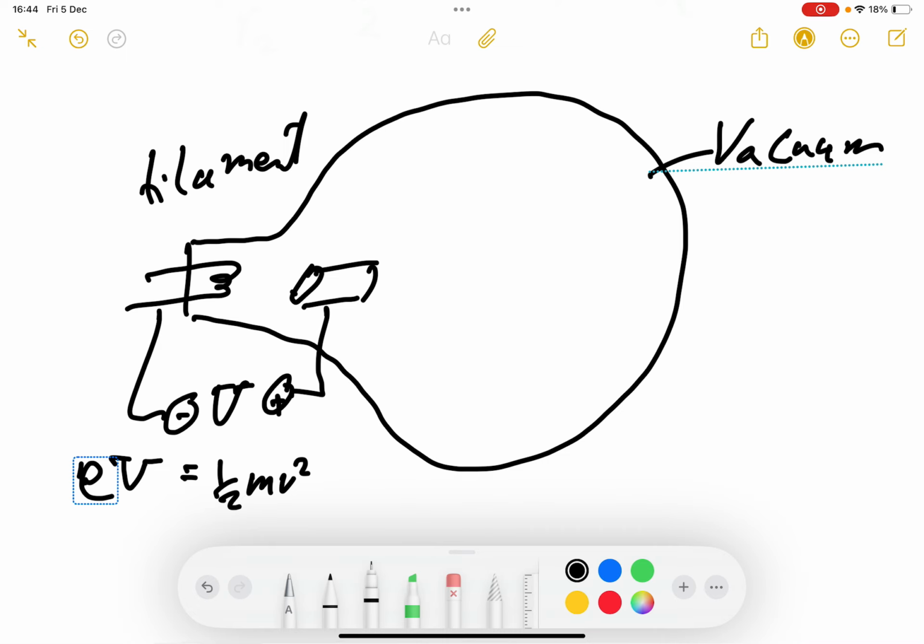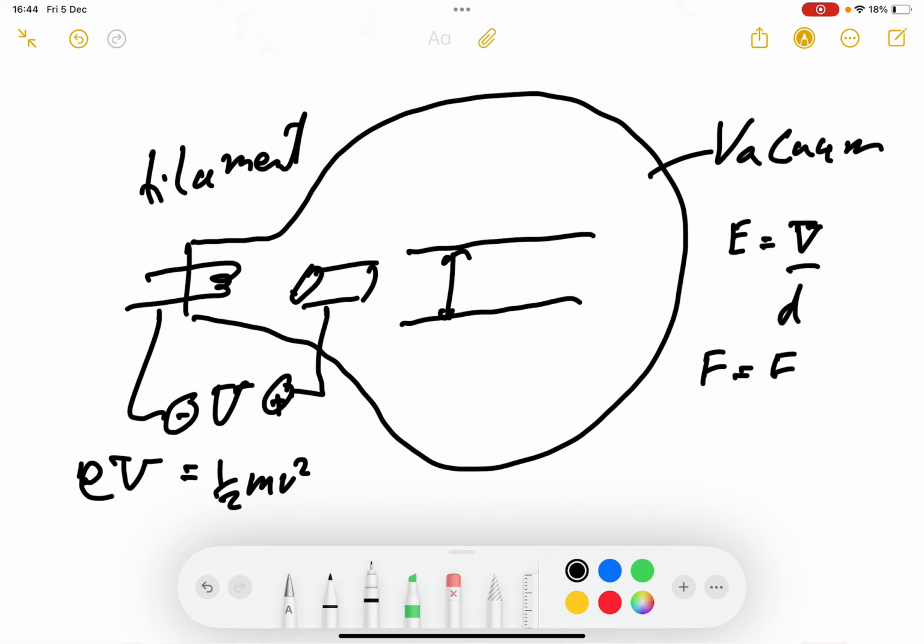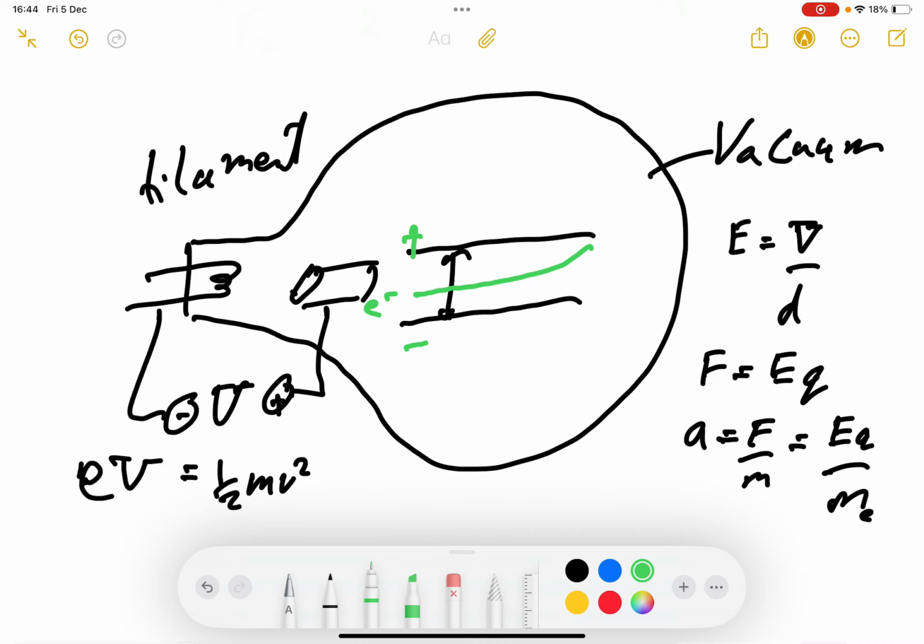And if we then want to steer it, we have two metal plates. The field between the plates is E equals V over d. And then the force on the electron is the field strength times the charge. And then the acceleration is F over m. So that's Eq divided by the mass of the electron. So that's how much our poor old electron, as it comes hurtling along here, accelerates if we've made the top plate positive and the bottom plate negative.